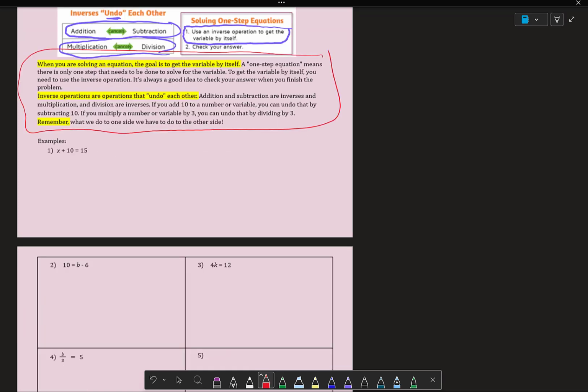So example 1, x plus 10 equals 15. And I know you can probably solve this without using inverse operations, but you want to get in the habit of doing this the right way. So when harder problems approach you, you'll have a method to solve them.